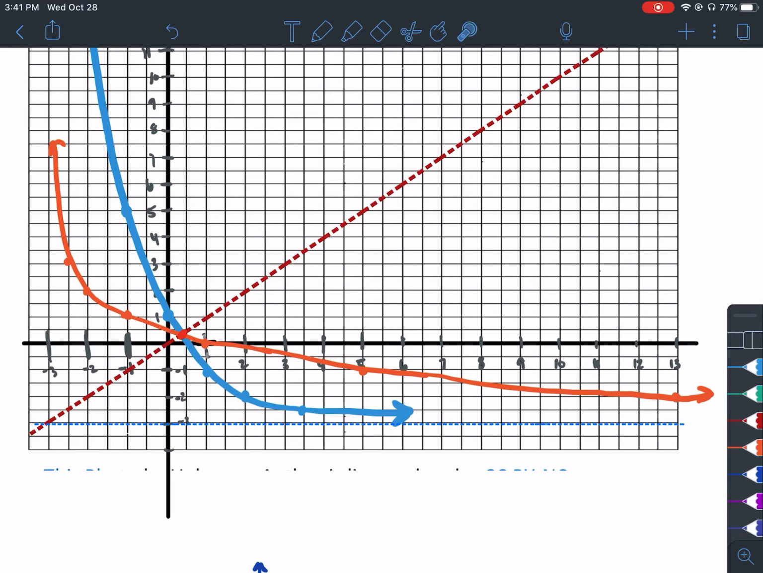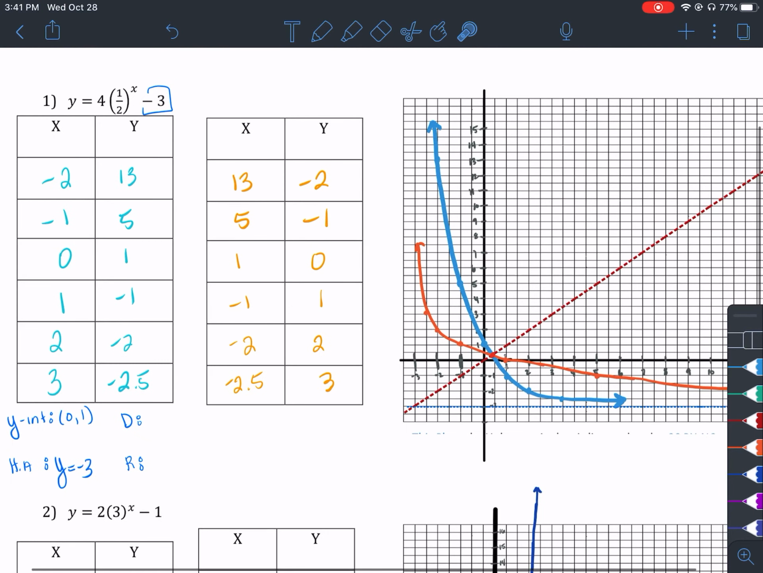And we can see that our blue graph is actually approaching this line. So it is in the correct place. We can see that we have this horizontal asymptote on the right-hand side of our graph as we're trying to reach it. So we have that right there at y equals -3.